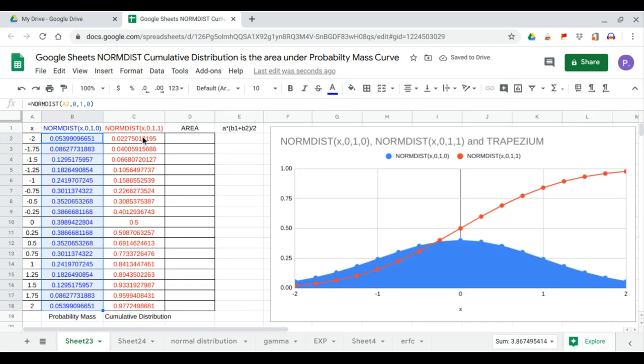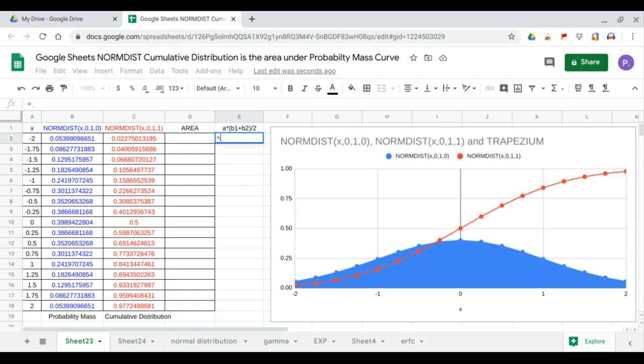To check whether this cumulative distribution function measures the area under the bell curve, we use the trapezoidal rule. The formula for the trapezoid is the altitude times the sum of B1 and B2, which is base 1 and base 2, divided by 2, also known as altitude times the average of base 1 and base 2.